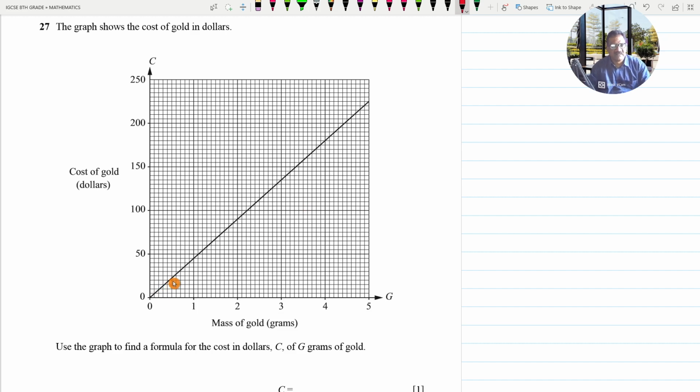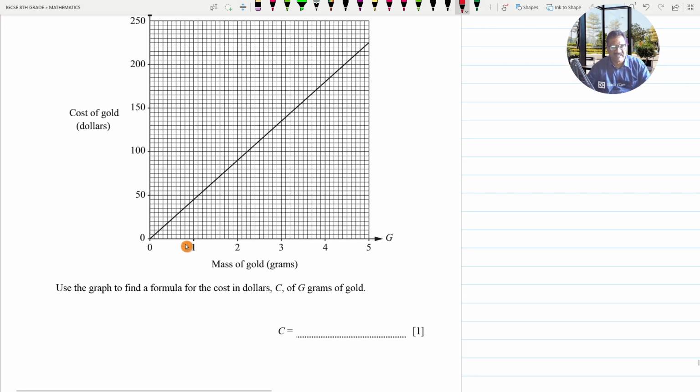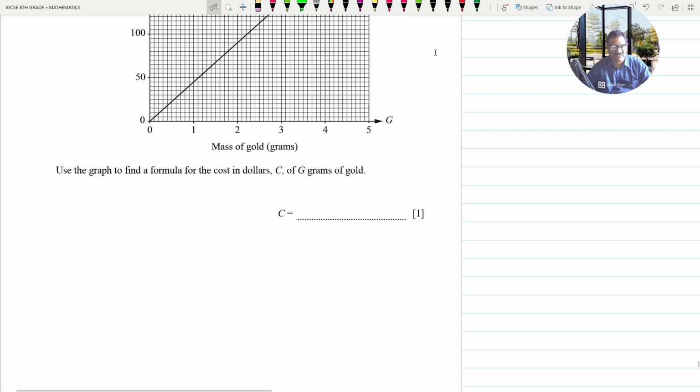Now the question is, use the graph to find a formula for the cost in dollars, that is C, of g grams of gold. So he wants you to make a formula connecting the cost and the mass of the gold. Now this graph being a straight line graph passing through the origin, let me explain.